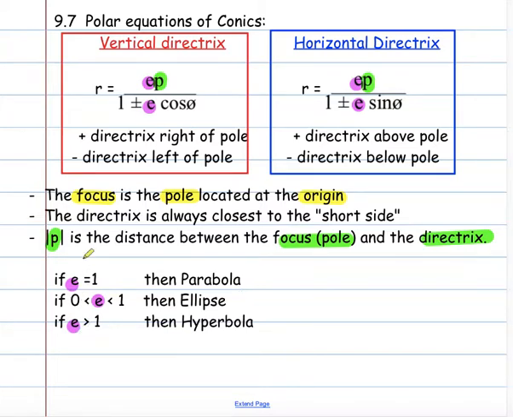And then the last thing on this page is that the directrix is always closest to the short side. Okay, now what does all this mean? Let's look at some pictures.